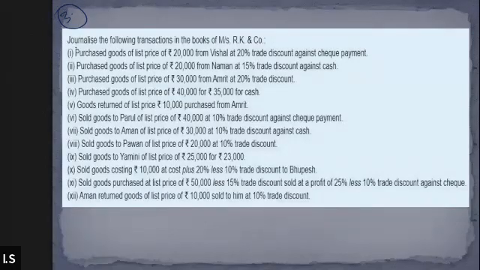So in this question, we need to journalize all the transactions, right? The first question is: purchase goods of list price 20,000 from Vishal at 20% discount against check payment, right? In order to pass the journal entry, we first need to understand the effect of any transaction, how any transaction will affect the business. Unless and until you know how any transaction is affecting the business, you won't be able to pass the journal entry. So let me show you how it is affecting the business.